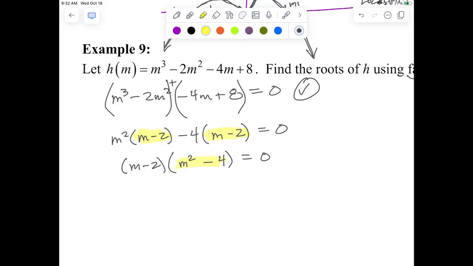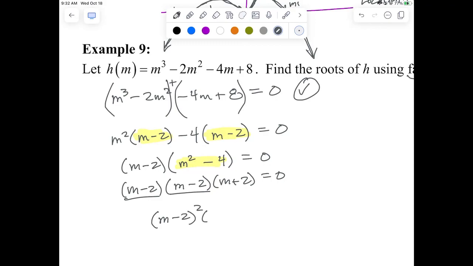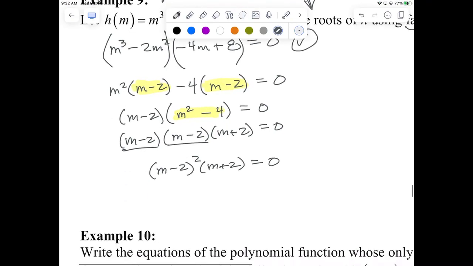Now, are we done factoring? No, I have now, appearing before my very eyes, the difference of 2 perfect squares. So that continues to factor. The m minus 2 is still there, but now this is a conjugate. m minus 2 times m plus 2 equals 0. Is that completely factored? Yeah. Now, if you wanted to list the roots, you would say m equals 2 and m equals 2. Oh, wait. How many m minus 2 factors are there? There's 2. So this is really now m minus 2 squared times m plus 2. And there is the prime factorization. Now let's use the factor theorem. What's the first root if m minus 2 is the factor?